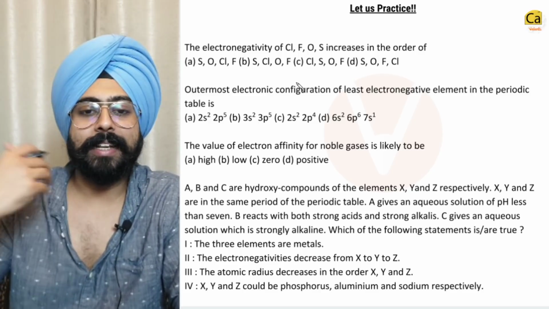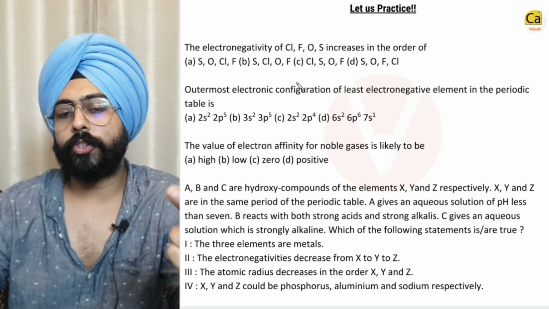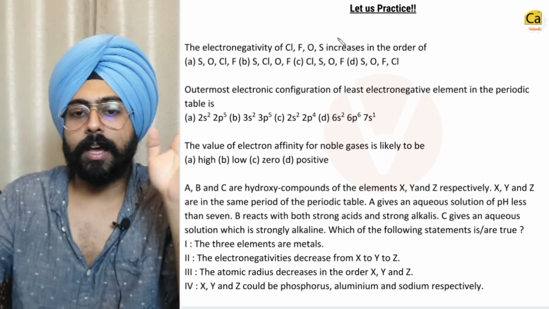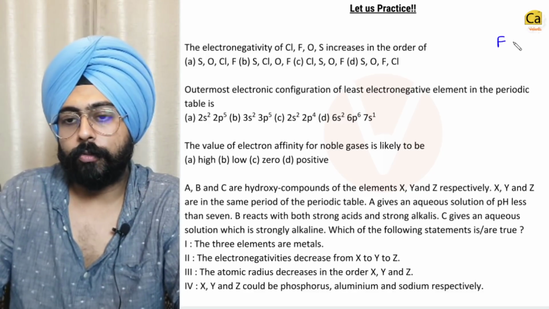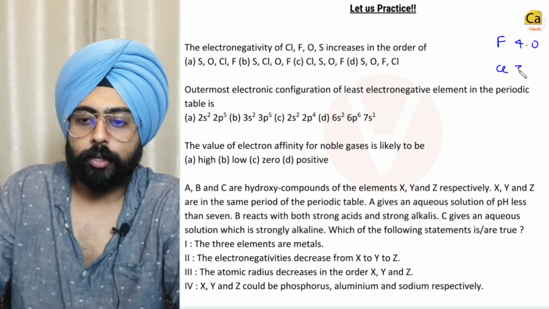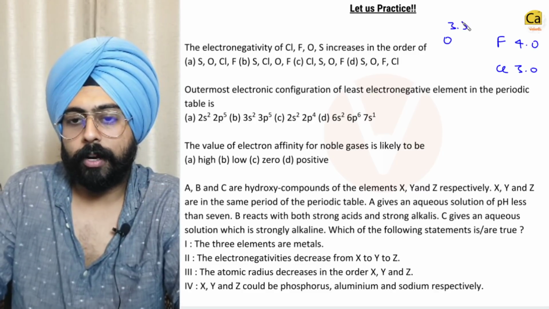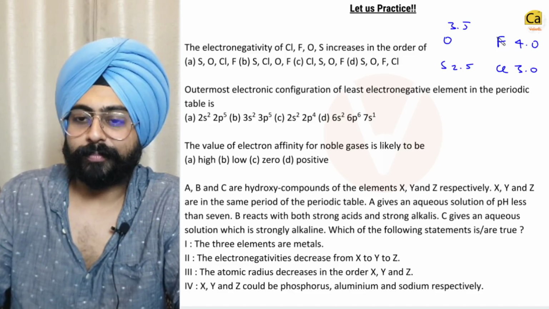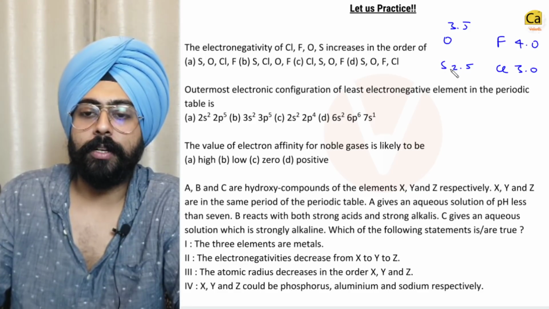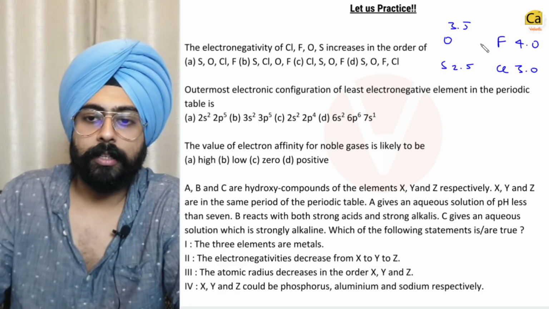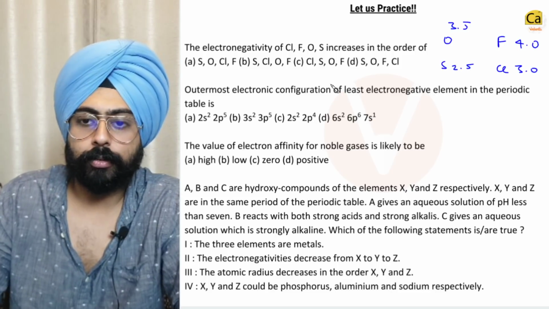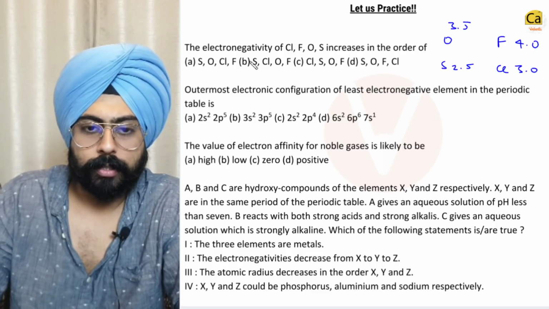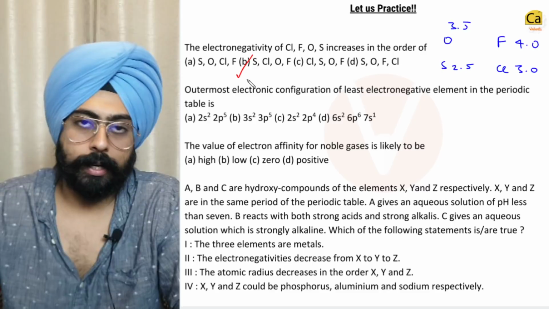So the first question says the electronegativity of chlorine, fluorine, oxygen and sulfur increases in the order of. We just saw this, isn't it? What were the values? Let me read the values as well. Fluorine was 4.0, chlorine was 3.0, oxygen was 3.5 and sulfur was 2.5. Yes, told you to remember the values. So my dear friends, what's the order? Fluorine, oxygen, chlorine, sulfur. This is the order. Yeah, fluorine, then oxygen, then chlorine, then sulfur. Cool. So where is the order? Increasing order. Okay, fluorine, oxygen, chlorine, sulfur. Option number B is the correct one.